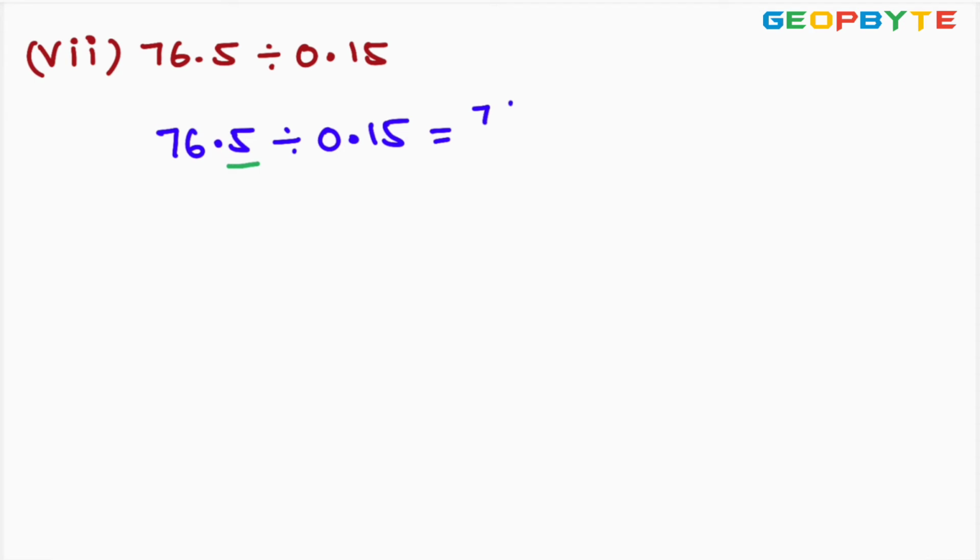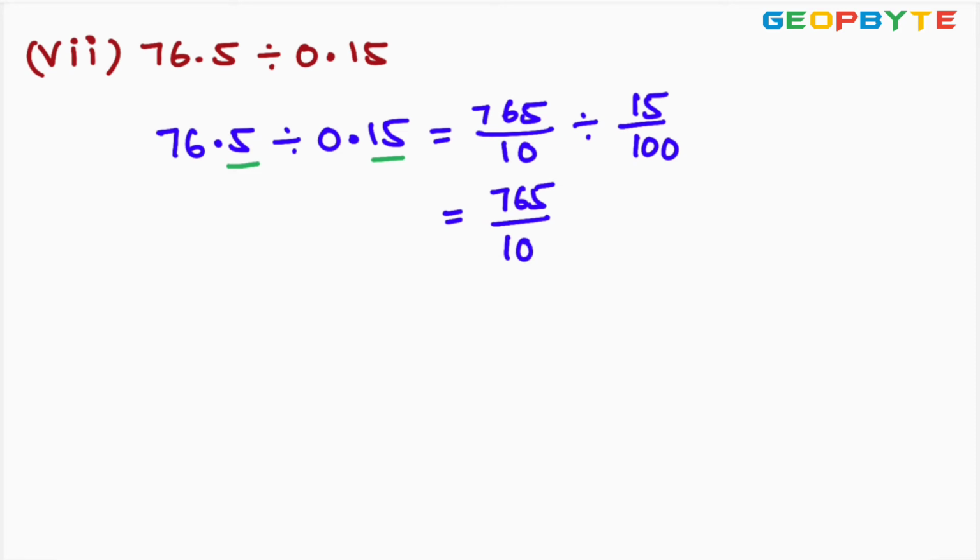Then we'll be getting 765 by 10 divided by, in the second number after the decimal point we have two digits. So in order to eliminate the decimal point, we need to divide by 100. Then we'll be getting 15 by 100, which is equal to, write down the first number as it is, 765 by 10 into the reciprocal of the second number, that is 100 by 15.